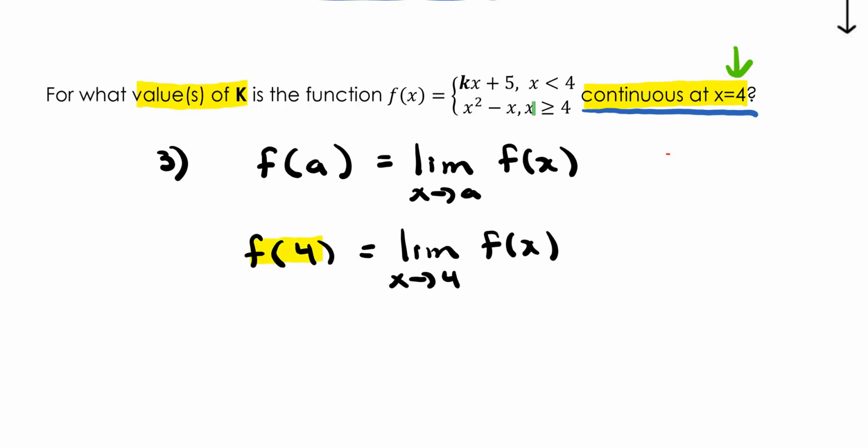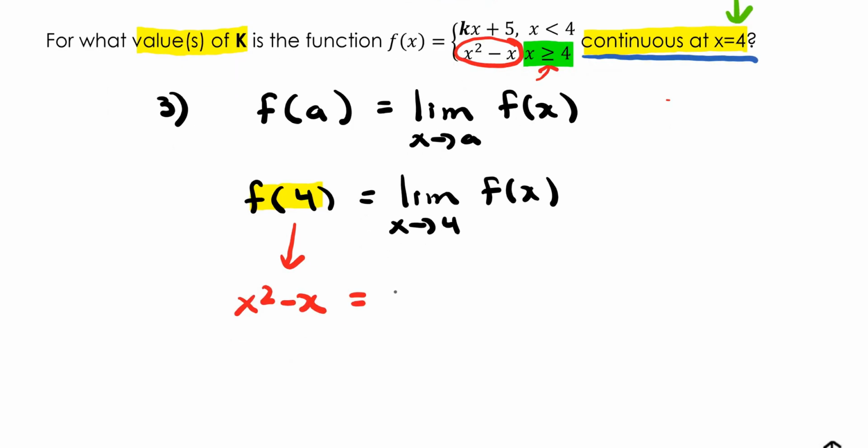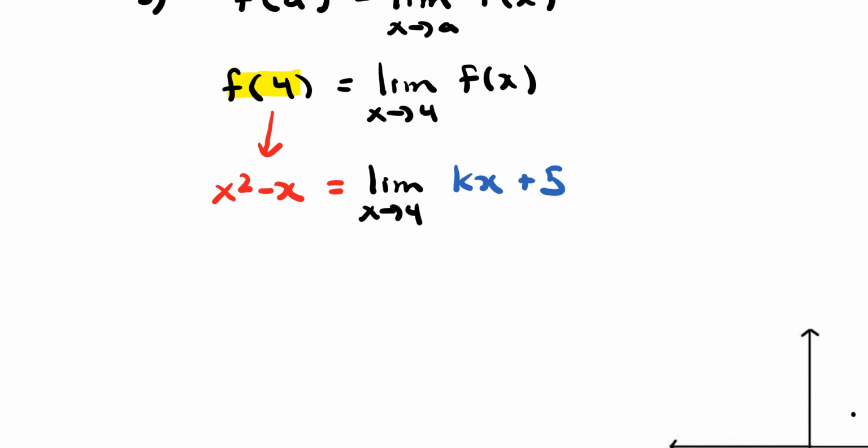Okay, so when I look at the function here, this bottom function, if you look at this equal sign right there, the bottom function includes 4, so therefore our f of 4 is going to be replaced with x squared minus x. Okay, and then we're looking at the limit here as x approaches 4. And since we've used the bottom function already, the bottom function is now gone. The only thing that's left over is the top function, which is kx plus 5. Okay, and this will allow us to satisfy the third condition here.